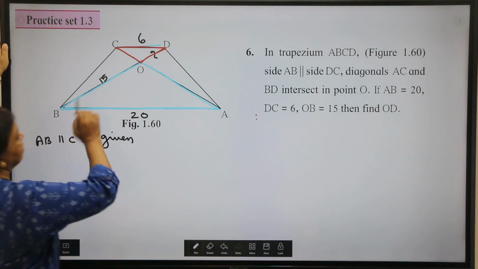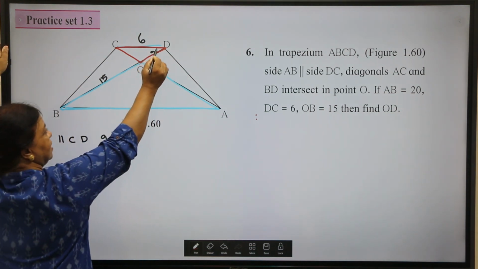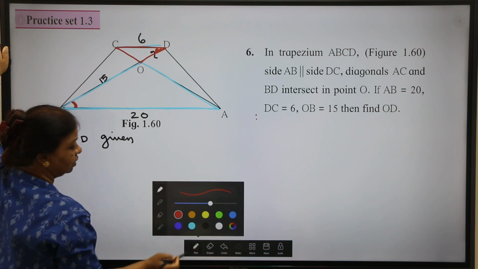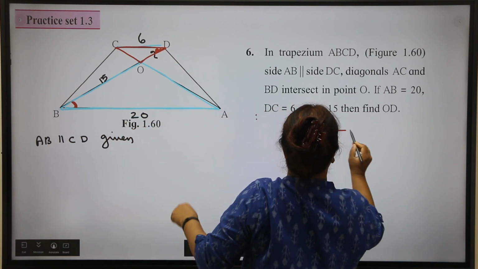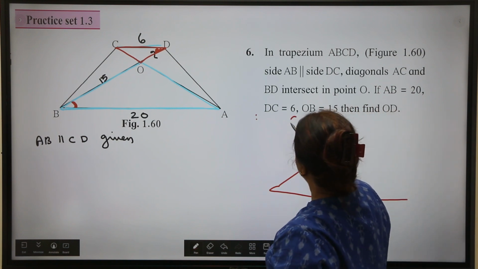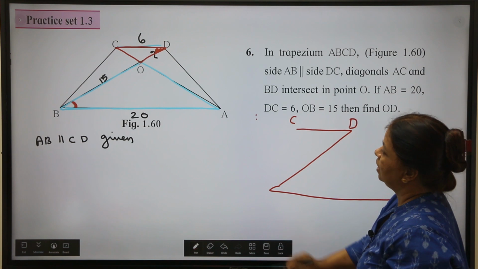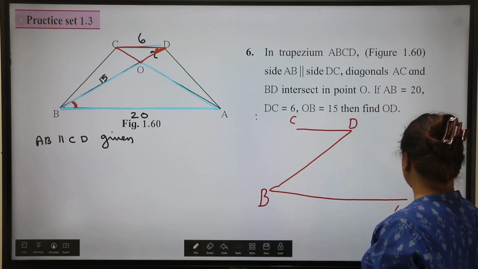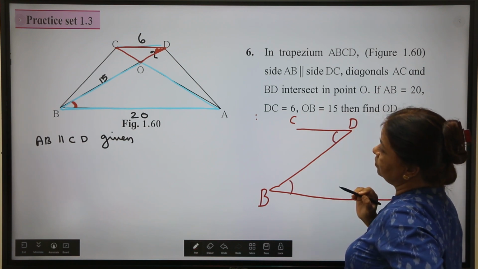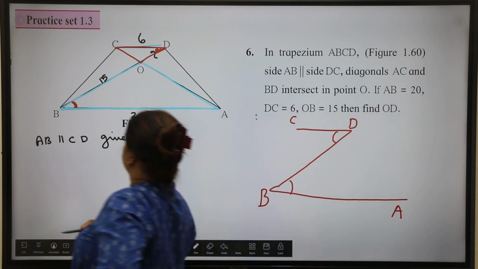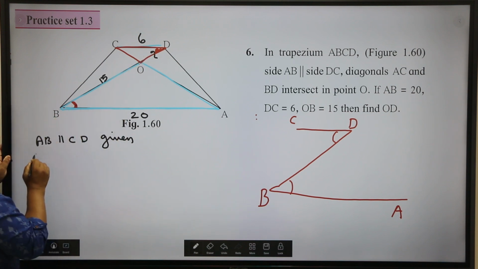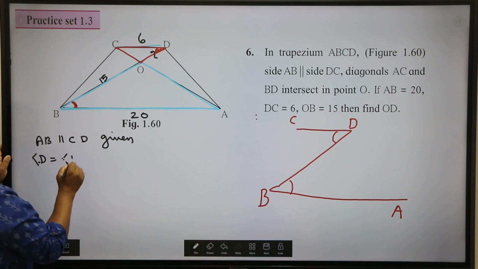Now as AB is parallel to CD, can I say that this angle is equal to this angle, alternate angle? If I am drawing it here, this is C, this is D, and this is B, and this is A. It is a Z, children. So this angle is equal to this angle, alternate angle. So I can say that angle D is equal to angle B.